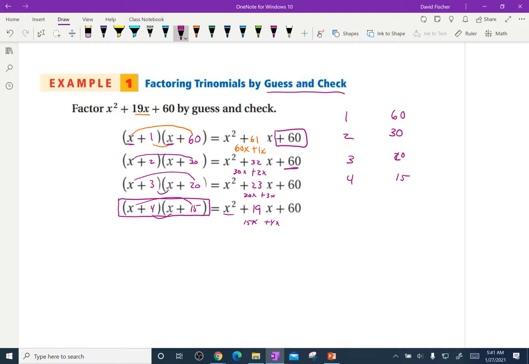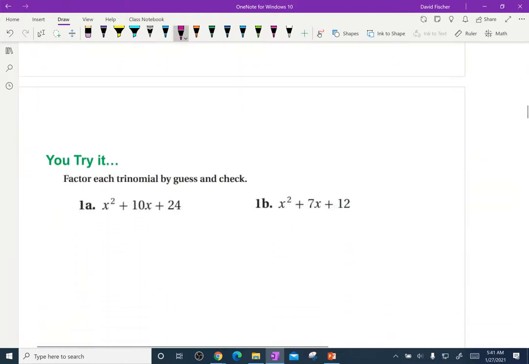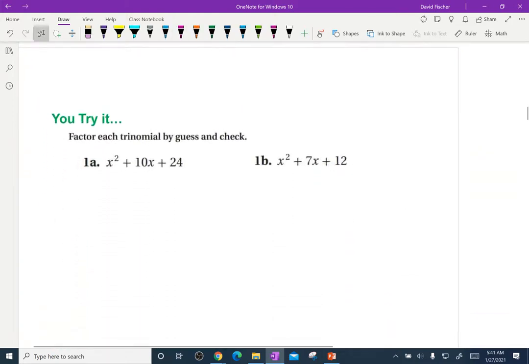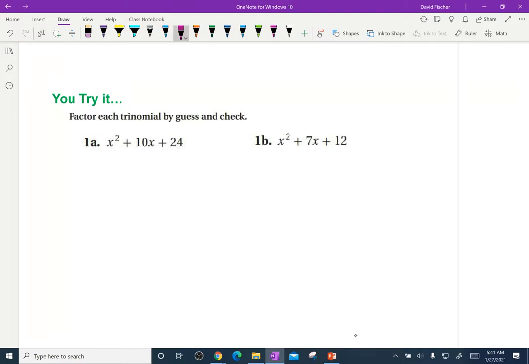The other three didn't work. I didn't get my middle term. Okay. So give these guys a shot. We know, again, when you start out that it's going to be an x times an x. Okay. So think of ways that we can get 24.